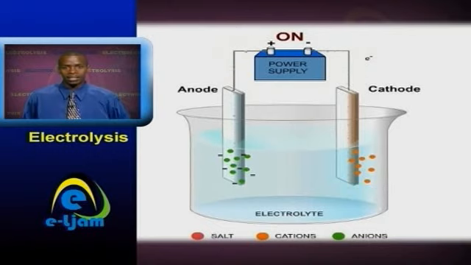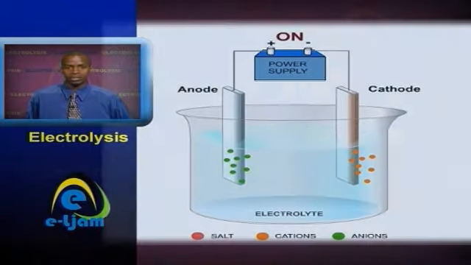The negative ions or the anions move to the positive electrode, which is also known as the anode, where oxidation occurs. They lose electrons and also form an element in its pure form. When this happens, the anion is said to be discharged. In some cases of electrolysis, more than one cation and anion migrate to the electrodes.